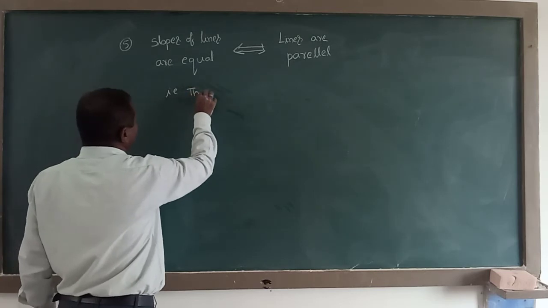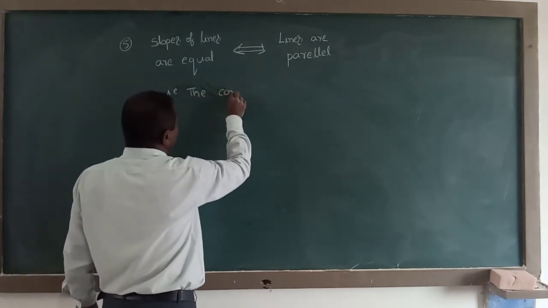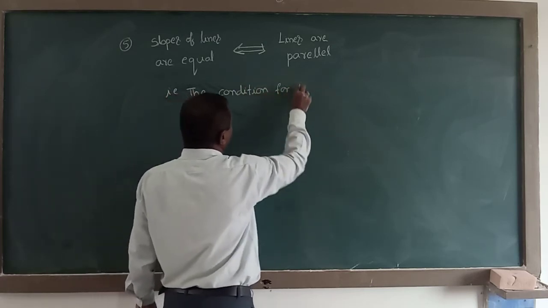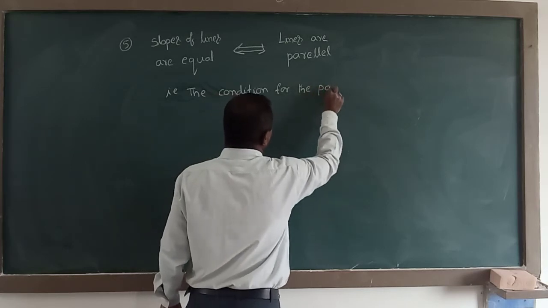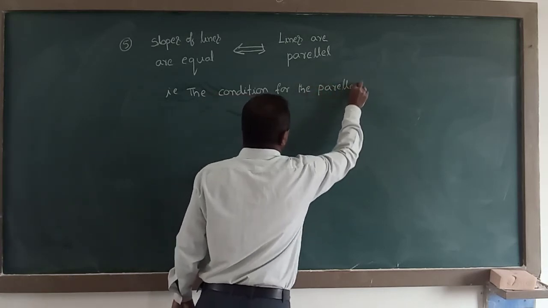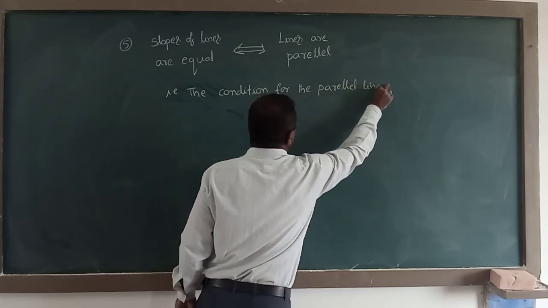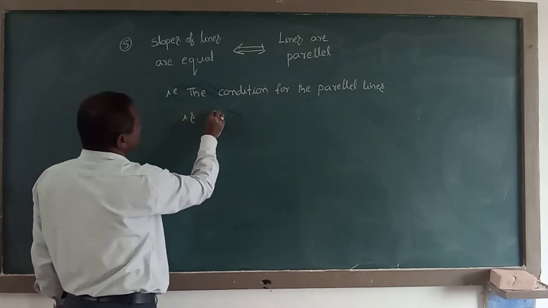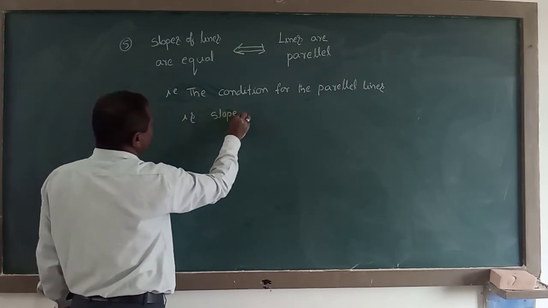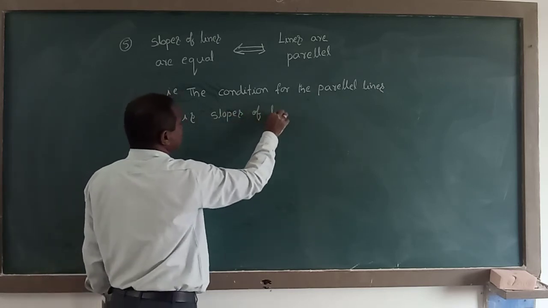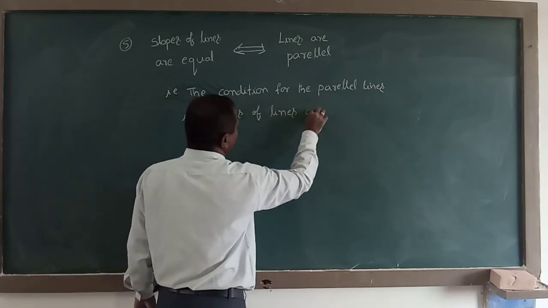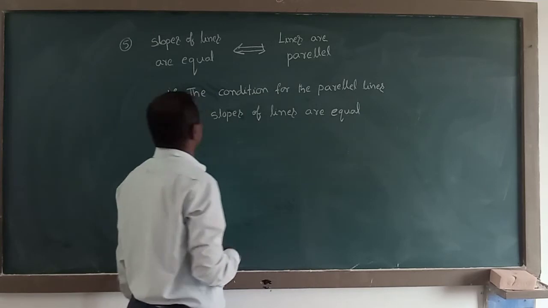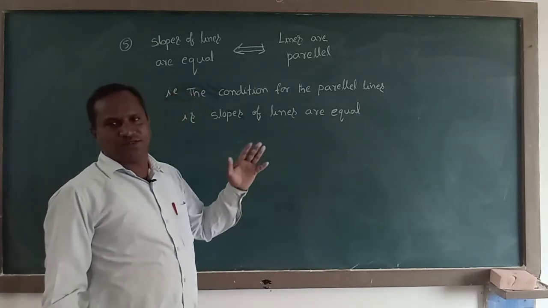That is the condition for the parallel lines. The condition for the parallel lines is that the slopes of lines are equal. This is the condition for parallel lines.